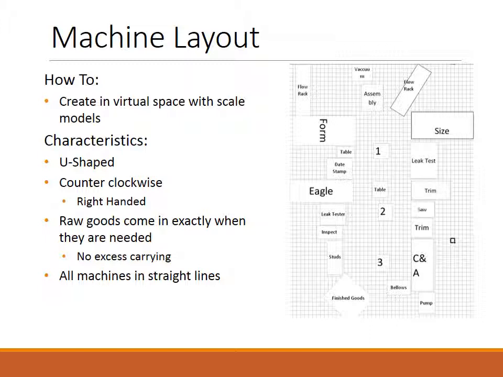Raw goods come in exactly when they are needed. In the top right of this example, you can see a flow rack, and this flow rack is actually bringing, I think it is an end cap or some other raw good, precisely at the time that it's needed and not before that. This eliminates some excess carrying. And then all machines are in a straight line. This prevents any tripping and also makes the cell look neat and tidy.